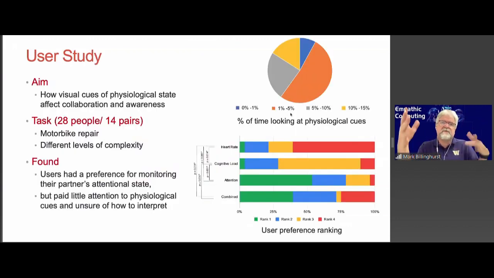And what we found was that when we did this, people had an overwhelming preference for being able to view cognitive load at the same time. Although people provided only a small amount of attention to the physiological cues because they were looking at what the person was doing as well. So there's lots of room for enhancement there.